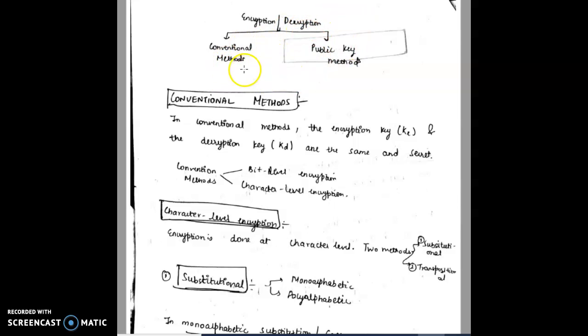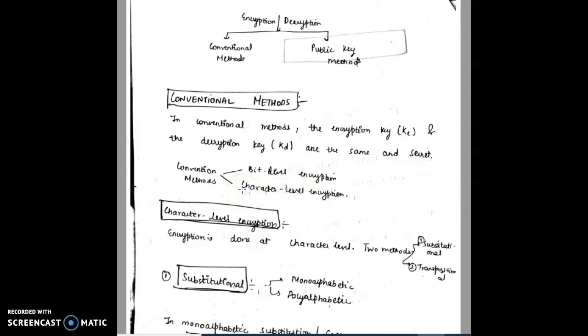What is the conventional method? In the conventional method, the keys I told you about previously, the encryption key and decryption key, are the same. Suppose the key is 3, the number 3. The decryption key will also be 3. It is the same with the sender and the receiver, and it is secret. That means it is not shared by anybody other than the sender and the receiver. We'll divide this conventional method into two types: bit level encryption and character level encryption.